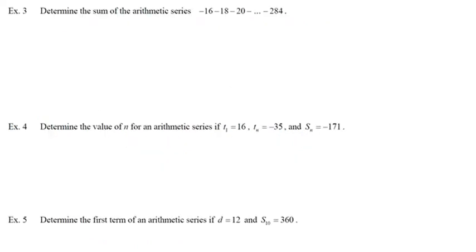Determine the sum of the arithmetic series -16, -18, -20, and so on, ending in -284. Well, there's a problem. What's one of the things we have to know? We have to know t sub 1, which we do. So that's good, right? T sub 1 is -16. What's d? What is it? -2. All right, I heard some 2's, but I think those got changed to -2's, right? What is n? Because we need to know n.